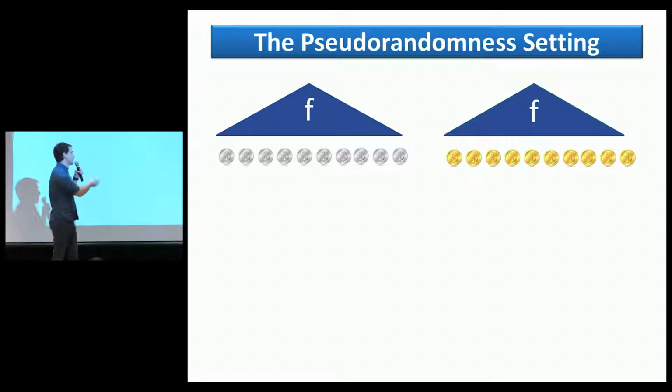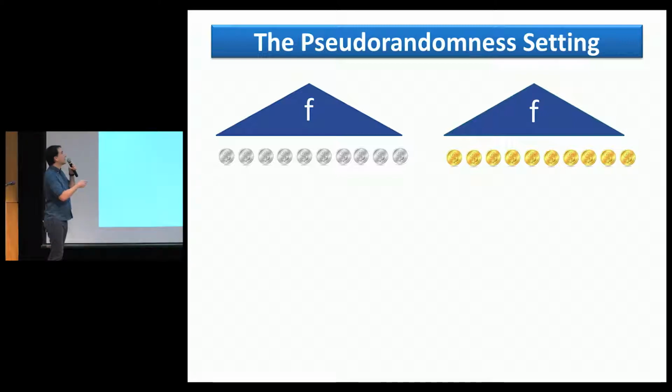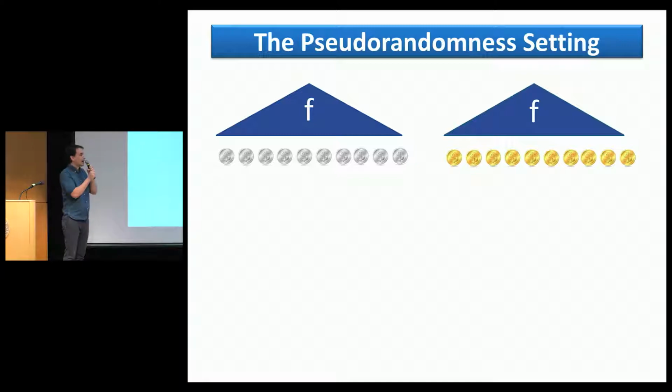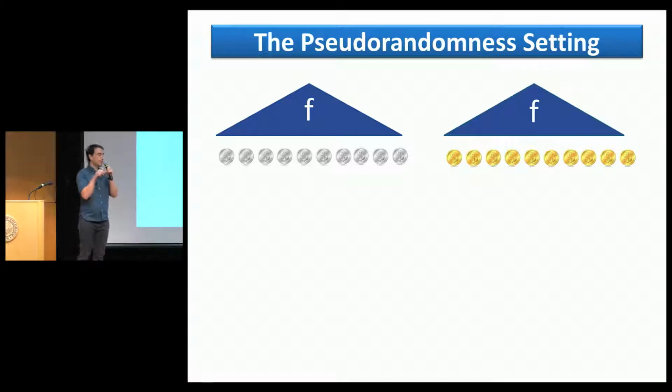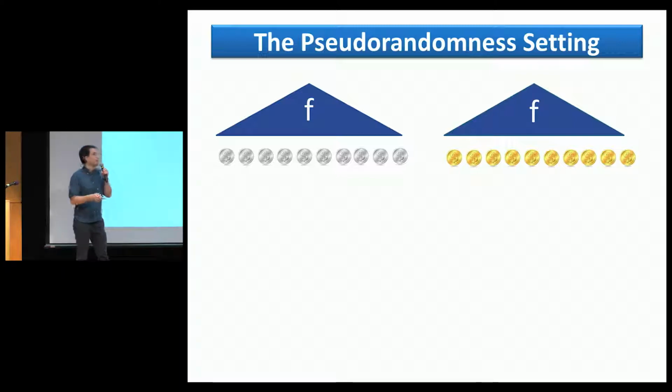Okay, so this is truly random. On the left-hand side, we have these silver coins. So they are not gold coins. They are not excellent. Some of them may be a little bit biased. Some of them may have some correlations between them. But still, we say that they are pseudorandom. They look random to the function f that operates on this string.